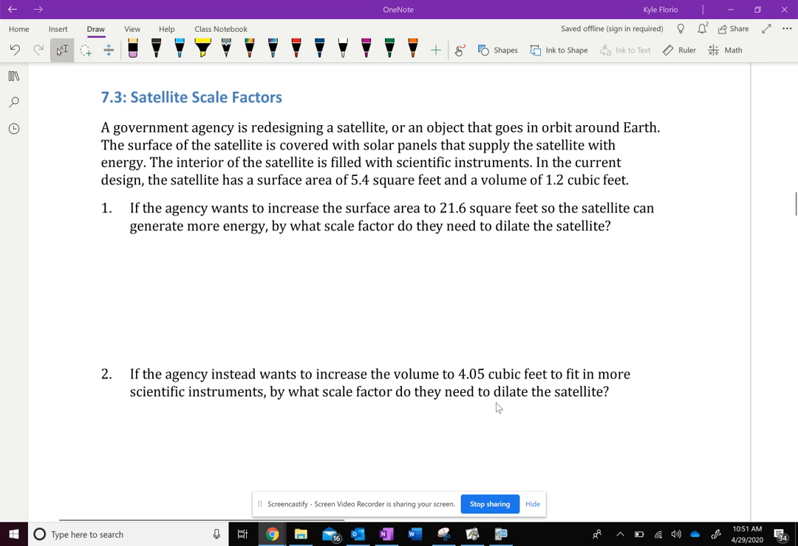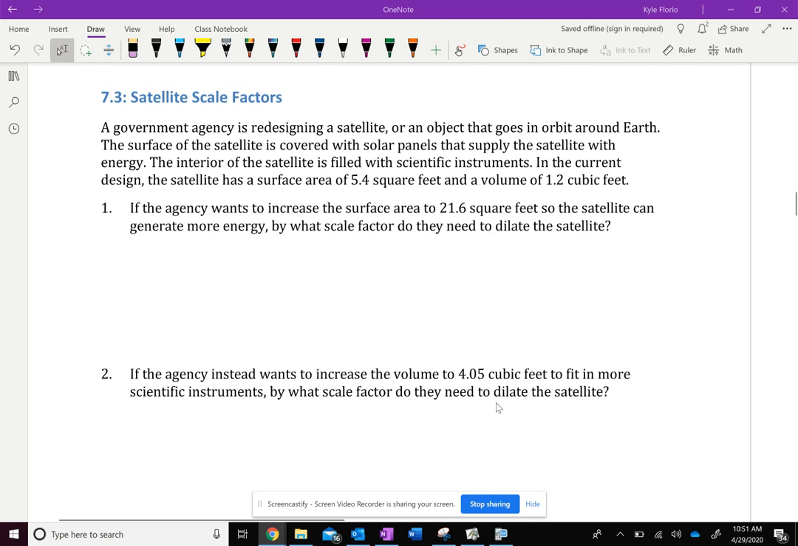All right, last part of lesson 7 in unit 5, 7.3 satellite scale factors. A government agency is redesigning a satellite, or an object that goes in orbit around the Earth. The surface of the satellite is covered with solar panels that supply the satellite with energy. The interior of the satellite is filled with scientific instruments.